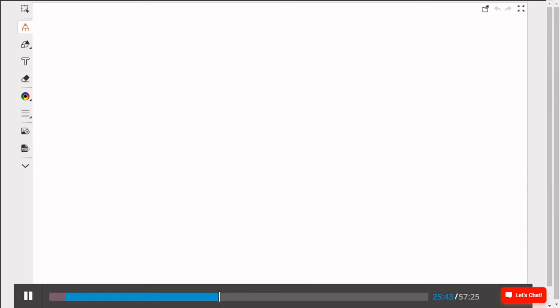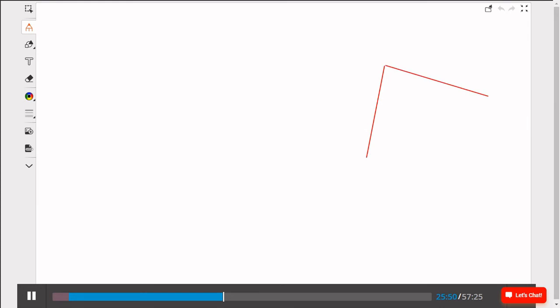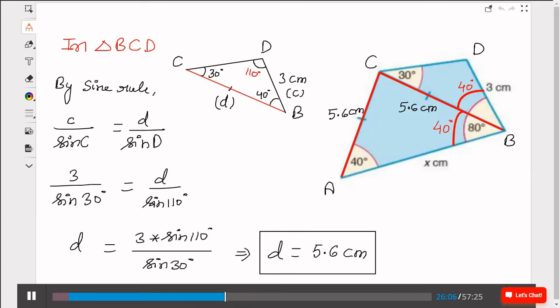Triangle A, is it A? No, it's C. Okay, C, A, B. These two sides are given to you equal, and we need this 5.6. Even this is given to you as 5.6. We just write it as it is. Angles are 40 and this.